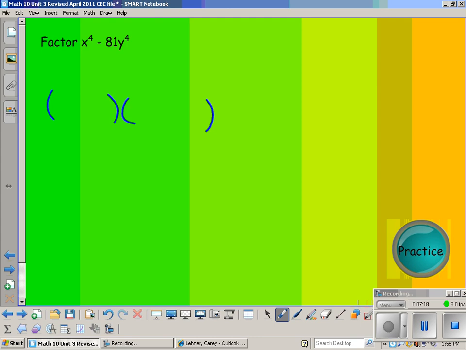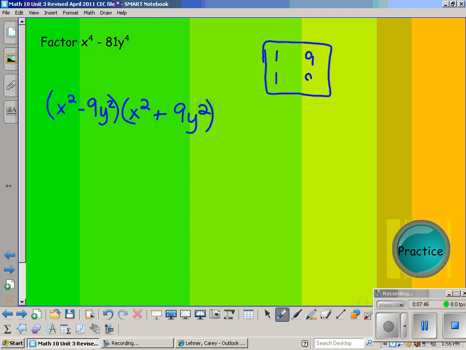Ask yourself, what is the square root of x to the 4th? Hopefully you recall from previous math that it will be x squared. Square root of 81 is 9. Square root of y to the 4th is y squared. So we have our first factors. If you use the box method, it will still work. Ones will give you your factors of the x to the 4th. 9s are your 81. We need 0, so 1 gets a minus. What you might have struggled with is recognizing that you needed the squares on each term.